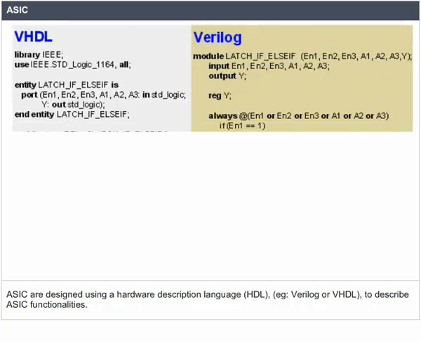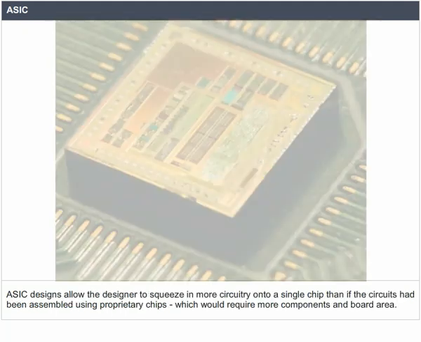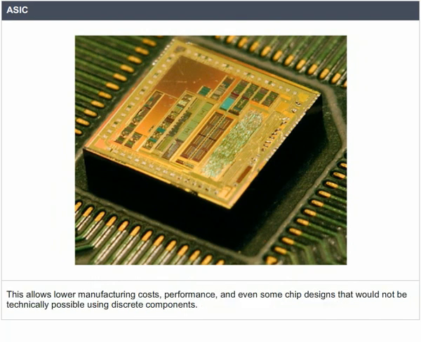ASICs are designed using a hardware description language, HDL, for example Verilog or VHDL, to describe ASIC functionalities. ASIC designs allow the designer to squeeze more circuitry onto a single chip than if the circuits had been assembled using proprietary chips, which would require more components and board area. This allows lower manufacturing costs, better performance, and even some chip designs that would not be technically possible using discrete components.